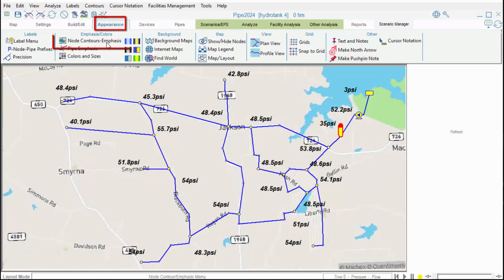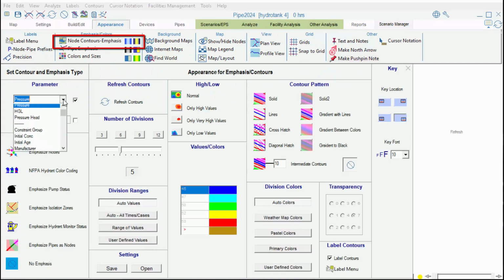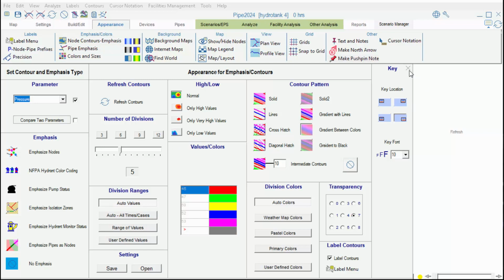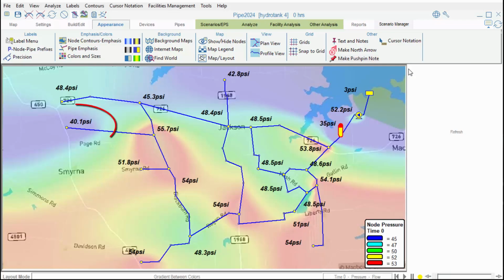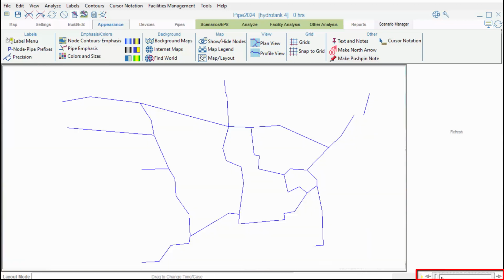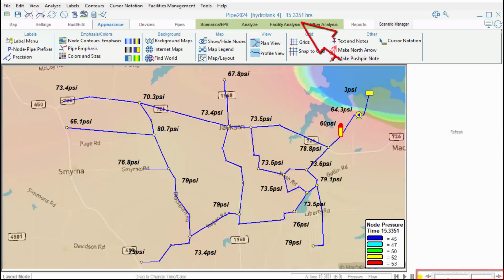Using our pressure contours, we can see that this node has the lowest starting pressure due to its elevation and distance from the hydrotank, and since demands are static in this simulation, we know that it will always have the lowest pressure of any node in the system. We can verify this by using the results slider to see node pressures at various simulation times.